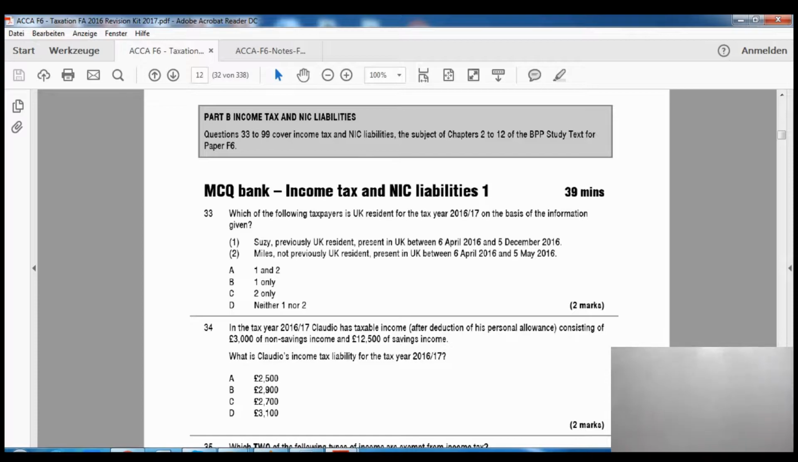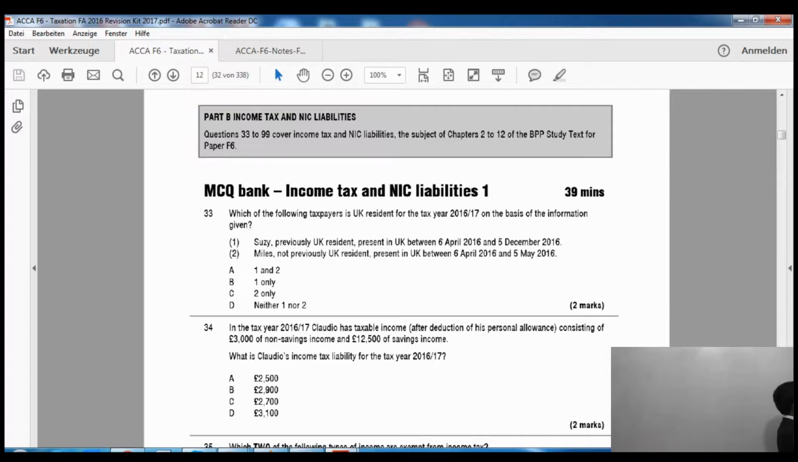Let's look at question number 34 now. In the tax year 16-17, Claudio has taxable income after deduction of her personal allowance consisting of £3,000 of non-savings income and £12,500 of savings income. What is Claudio's income tax liability for tax year 16-17? So £3,000 worth of non-savings income and £12,500 of savings income.